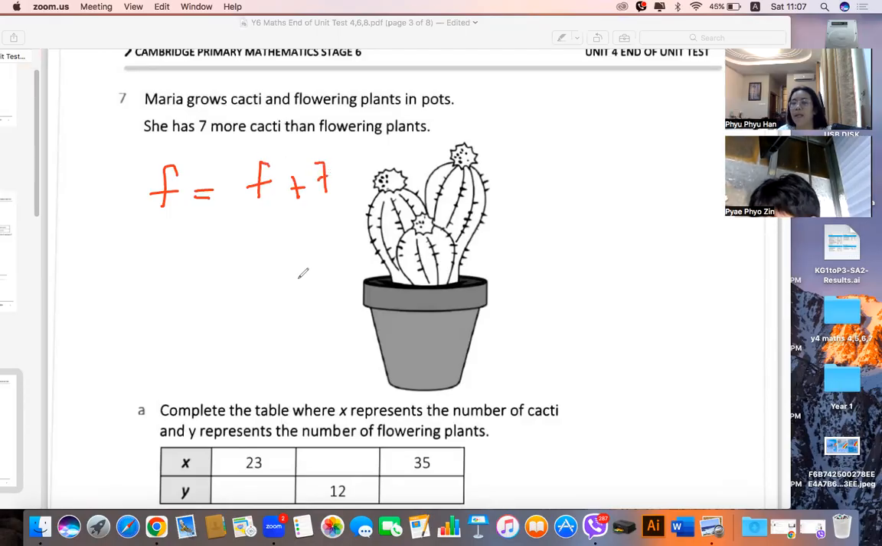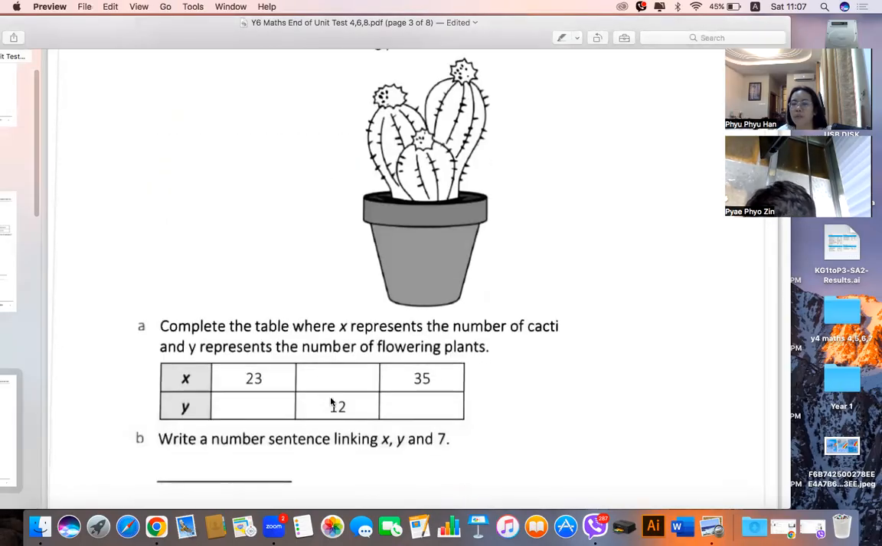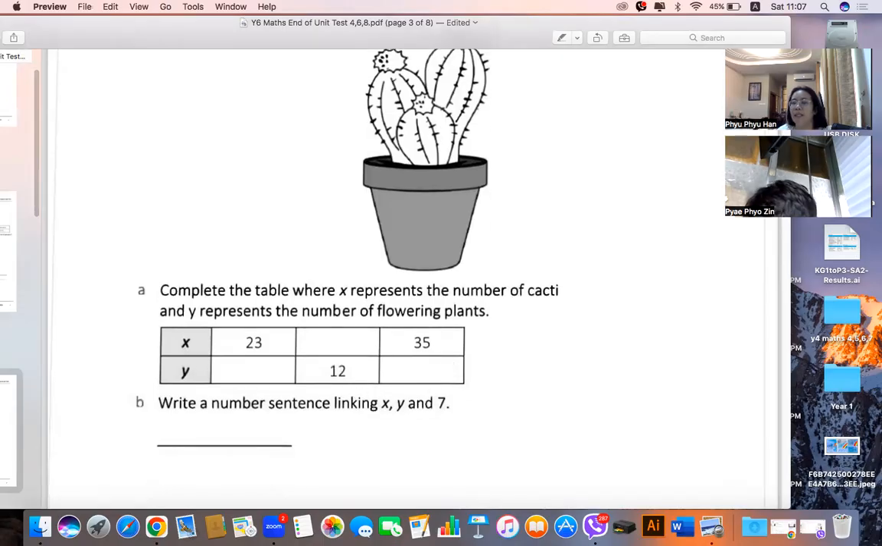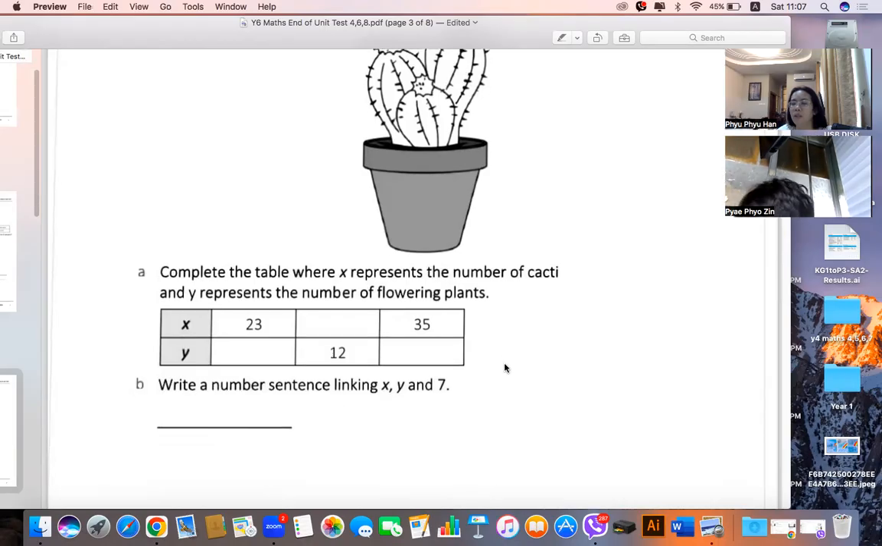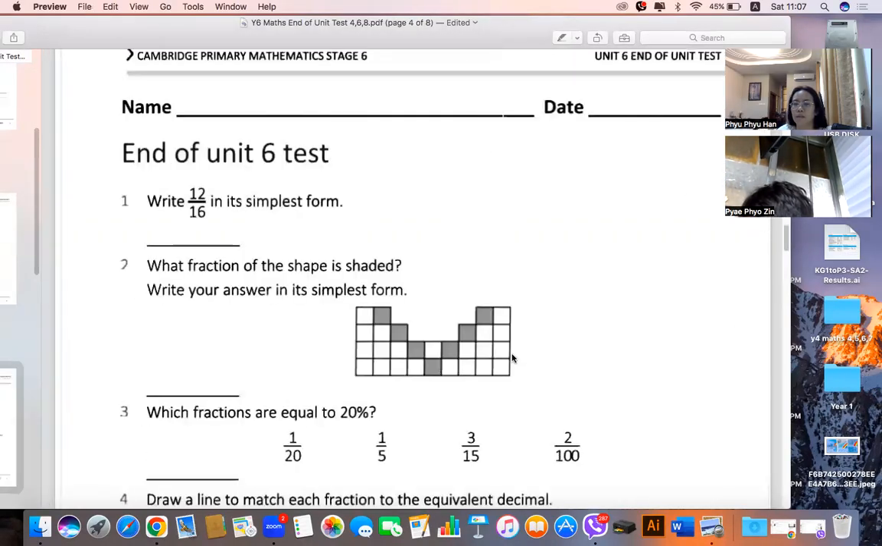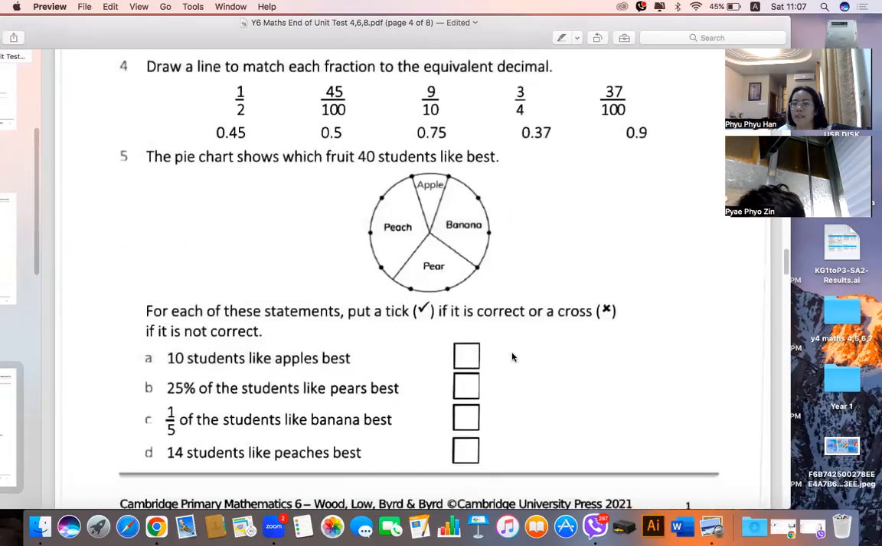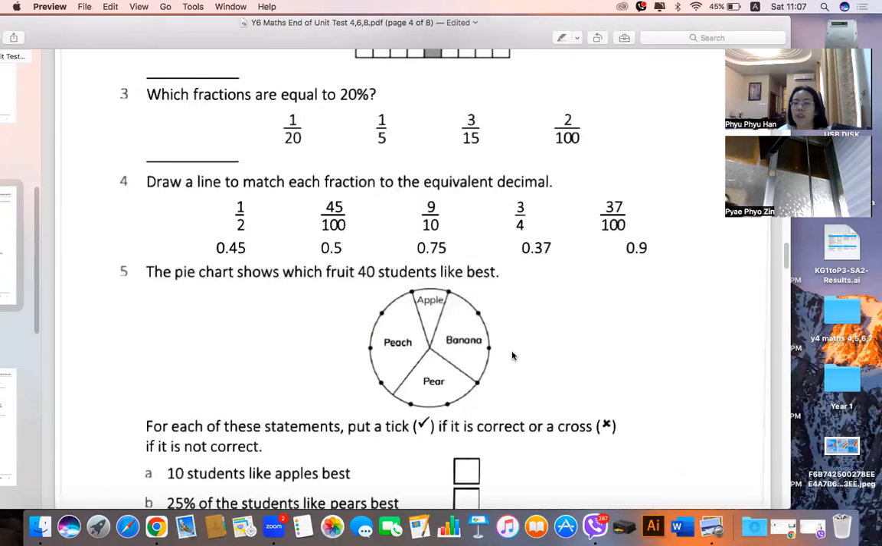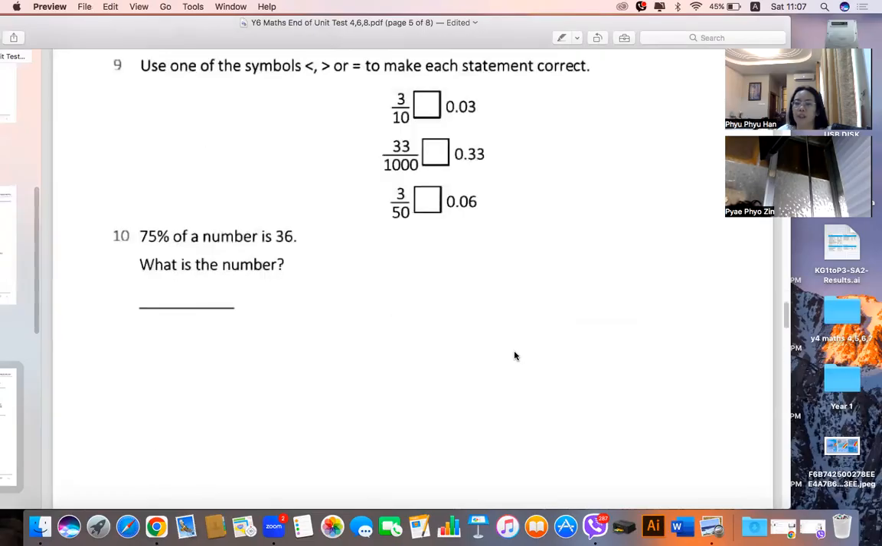So you need to take note. Flowering plant plus 7, you will get cactus. And based on that, you will try to fill in the grid here. So you have to think carefully. You need to subtract or you need to add. Hope you know. And this one is a fraction. Unit 4 is fraction, and also 8 is fraction. Hope you know.